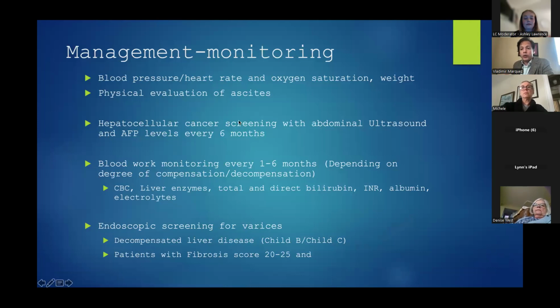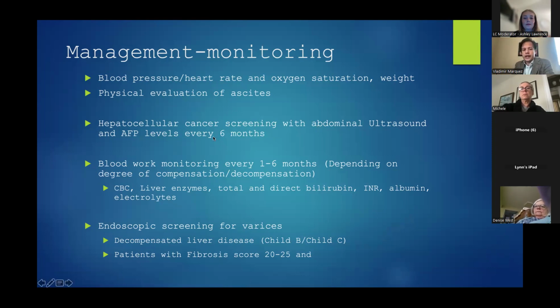What we try to monitor, we try to take some vital signs. Sometimes, I would say that patients with advanced liver disease are not the best patients to be monitored by telehealth or telephone conversations, especially when they're more advanced. It's worthwhile to check the vital signs, check their appearance, and evaluate with a physical exam how they're doing.